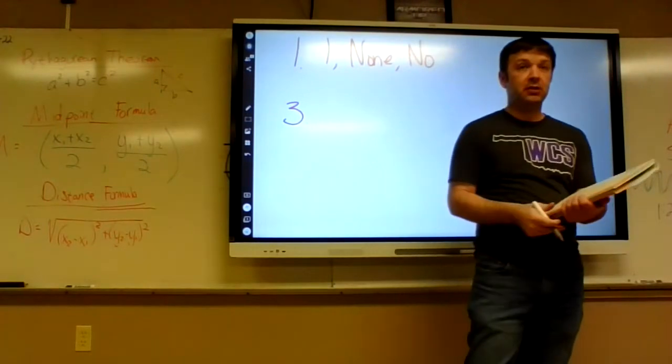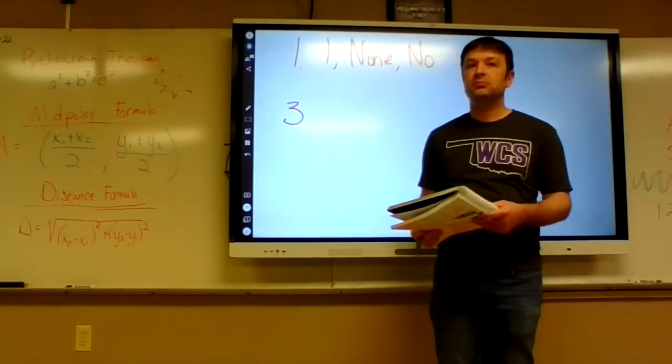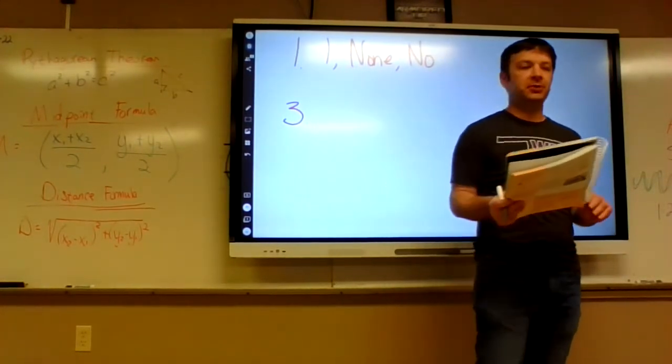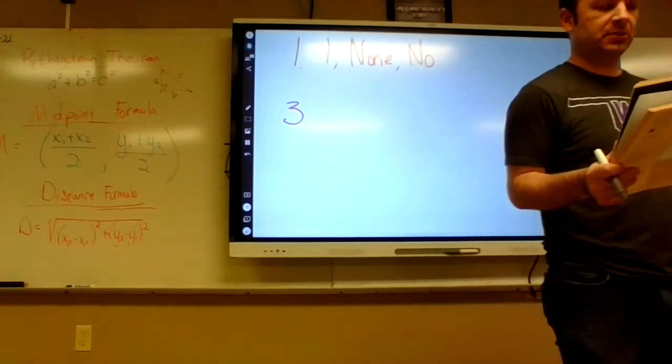Why did you do that? Why'd you write 1 at the front? Because that's how many lines of symmetry could be drawn in the picture.